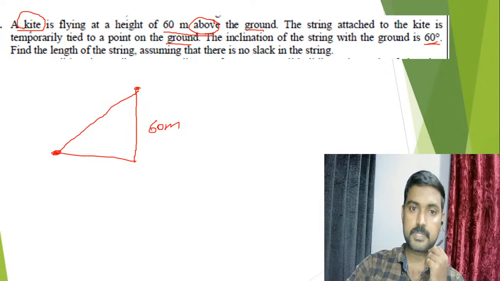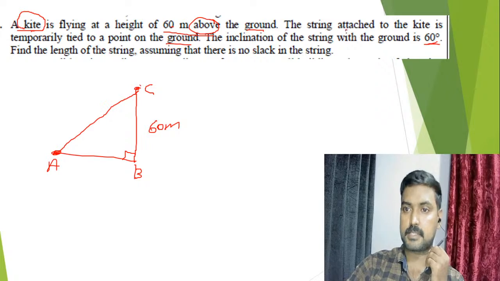So once again observe that the kite is on the top here. C is the point for the kite. And this height of the kite from the ground level is 60 meter. So this is the point B. And here it is the point A. And it is telling the string attached to the kite. So AC is the string temporarily tied to a point on the ground.